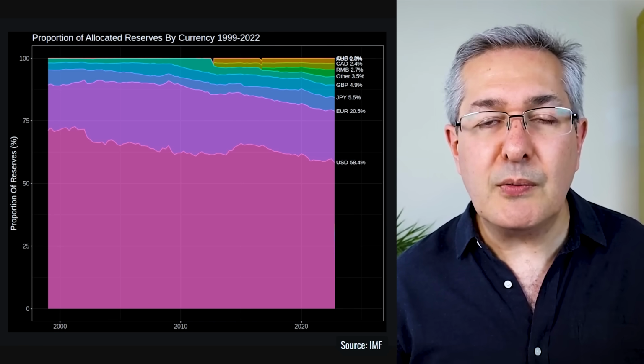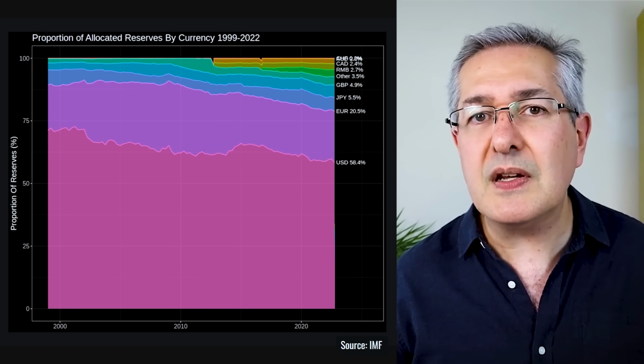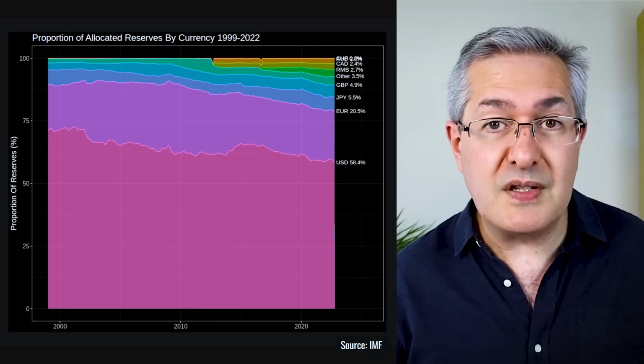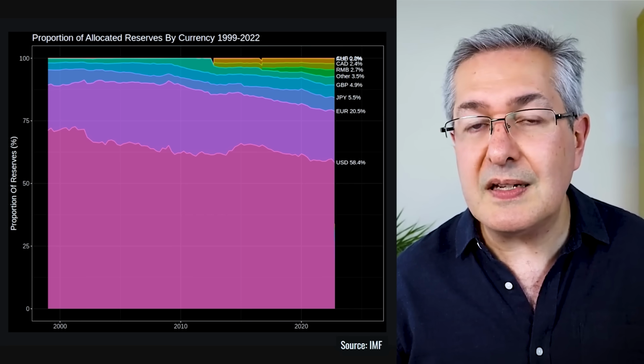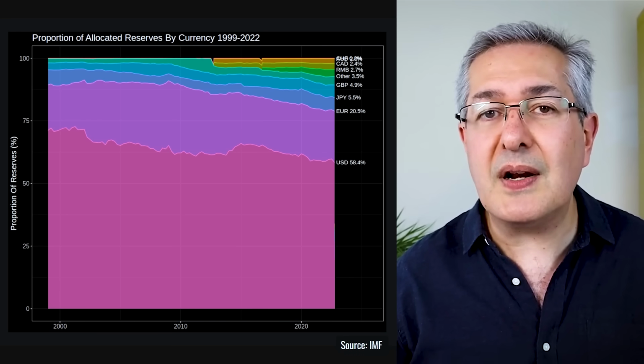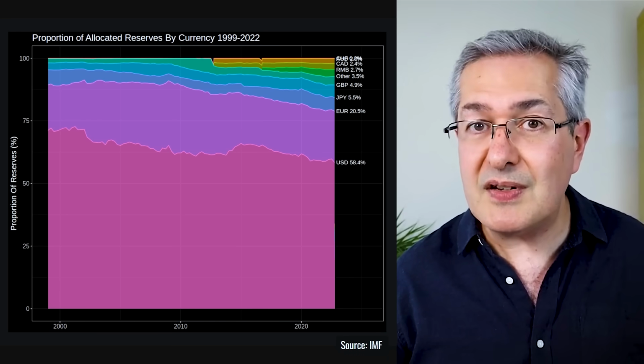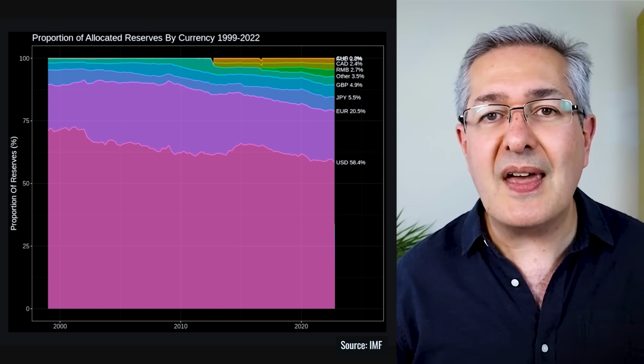Now, many people think the renminbi is moving up very rapidly, and it is in relative terms. But so are other reserve currencies, such as the Canadian dollar and the Australian dollar. It's not just about the amount of trade which happens in a currency, it's also the ability to earn revenue and interest in that currency.